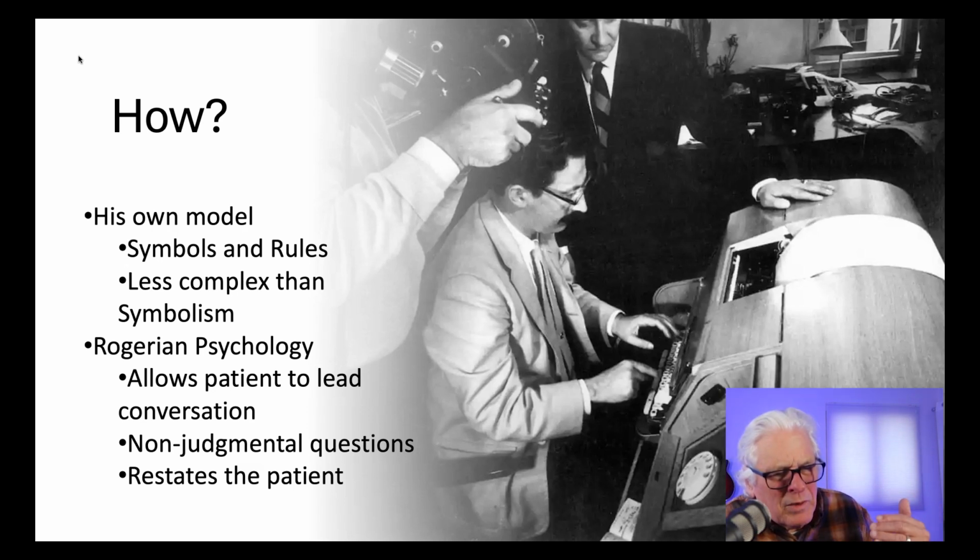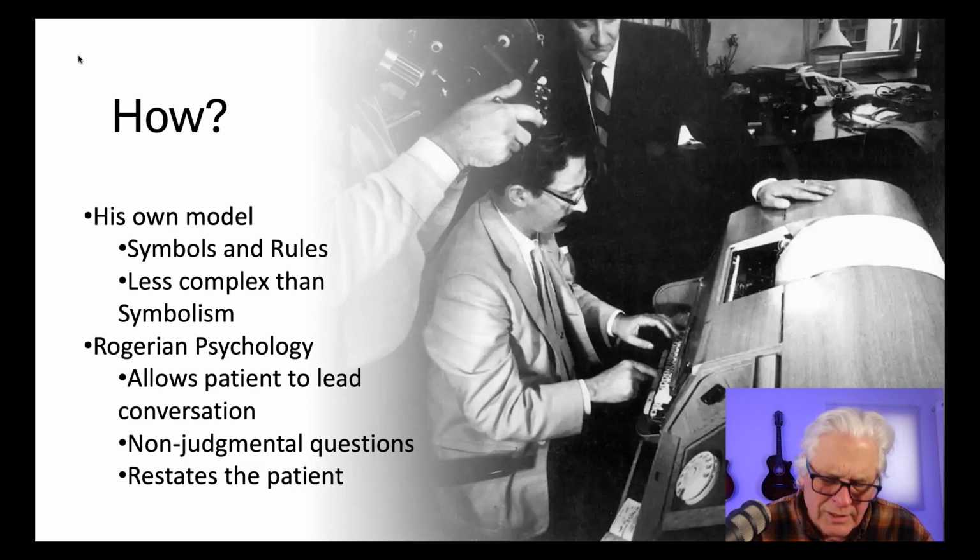So his own model had a lot of symbols and rules. It was less complex than symbolism, and he used Rogerian psychology. Carl Rogers basically developed this psychology that asked a lot of questions, and it was very non-judgmental in the questions. So: how are you feeling today? Okay, and have you felt that way very long? Well, tell me about that. Oh, so you're saying that you are sad because you lost a job. I can understand that. So it's very understanding, but it's also allowing the patient to lead the conversation. And it restates a lot of what the patient has said.